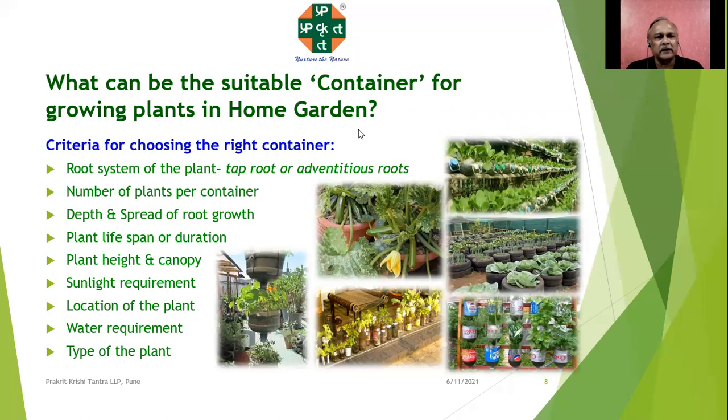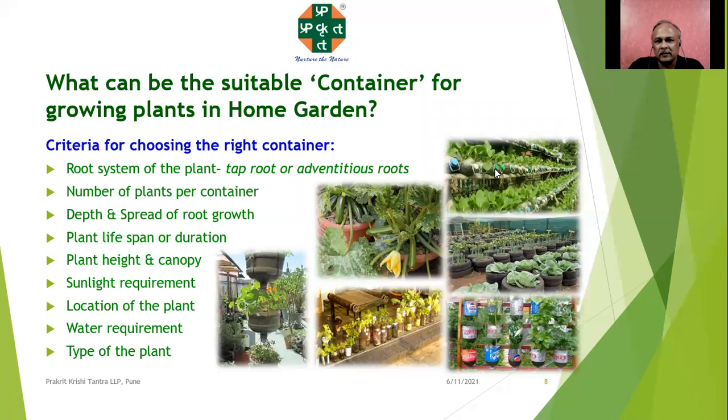What kind of suitable container for growing plants in a home garden? Next, after the space is decided, we have to see what kind of container can be placed there, and depending on the type, size, and shape of the container, we have to decide what kind of plants we can grow in that and how many plants we should grow. Like here, in the independent pots, medium size pots rather, single zucchini plants are being grown.